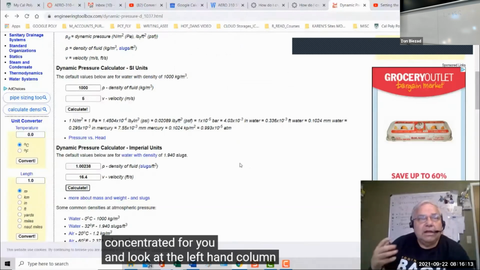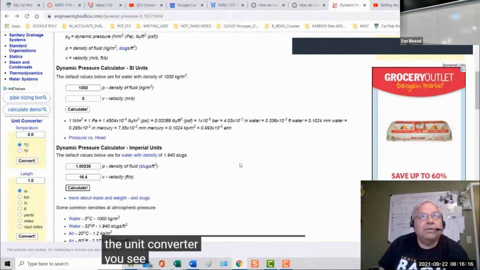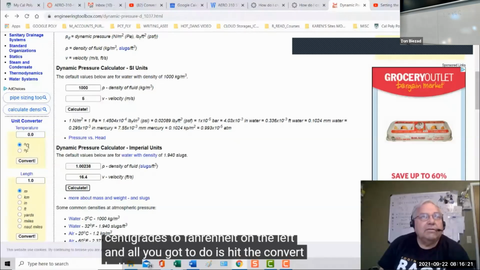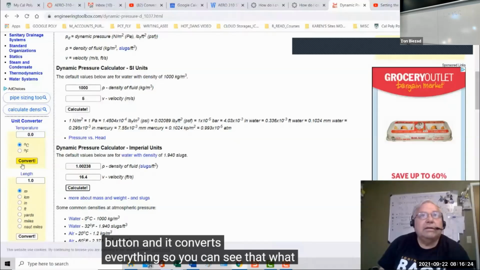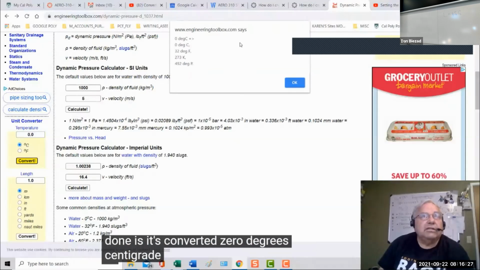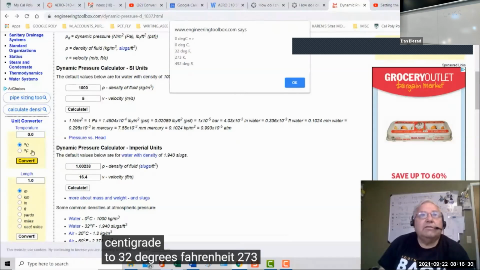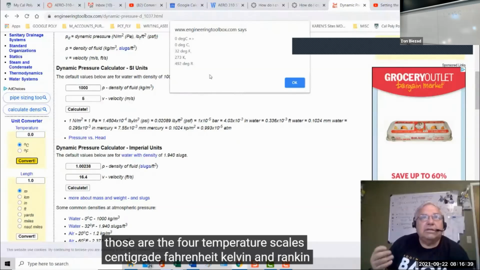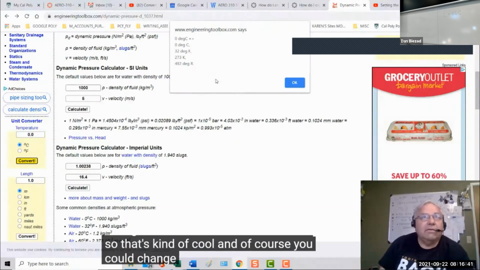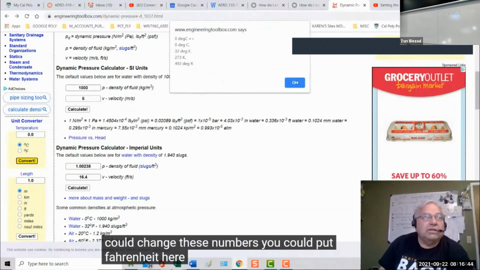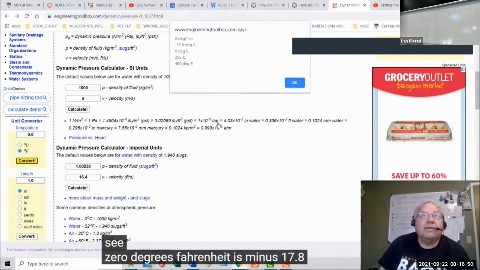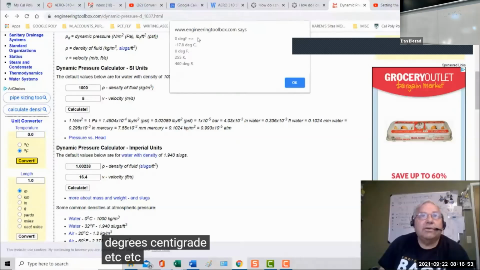And look on the left-hand column here, the unit converter. You see that? Here's centigrade to Fahrenheit on the left, and all you got to do is hit the convert button, and it converts everything. So you can see that what it's done is it's converted 0 degrees centigrade to 32 degrees Fahrenheit, 273 degrees Kelvin, or 492 degrees Rankine. And of course, those are the 4 temperature scales: centigrade, Fahrenheit, Kelvin, and Rankine. So that's kind of cool. And of course, you could change these numbers. You could put Fahrenheit in here and then convert. And now you see 0 degrees Fahrenheit is minus 17.8 degrees centigrade, etc., etc. So that's kind of cool.